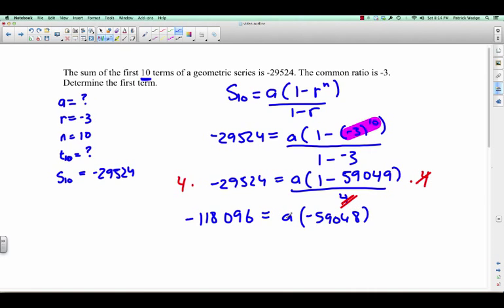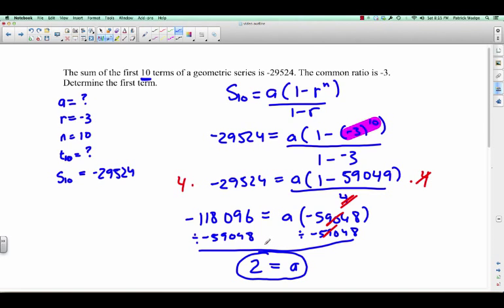All right, last step. We want to get the a by itself, and this a is multiplying by all this, so we need to divide by negative 59,048. Do the same over here. Divide by negative 59,048. On the right-hand side, those cancel, so you're just left with a, and on the left-hand side, you end up with 2. All of that to figure out that the first term is 2.